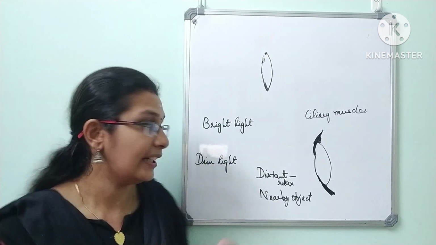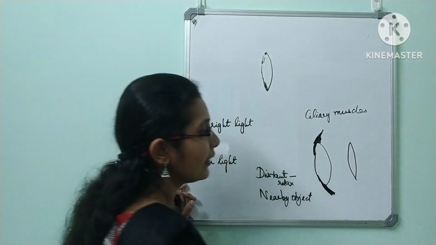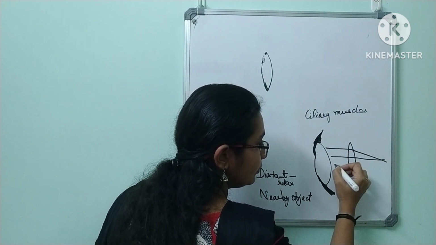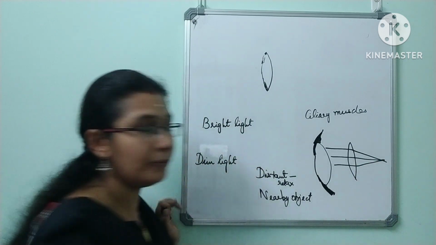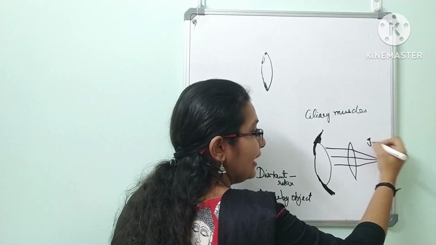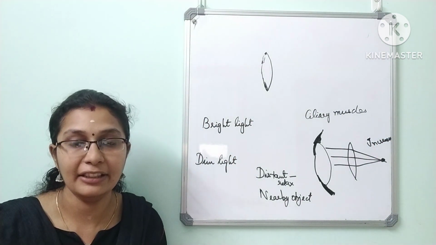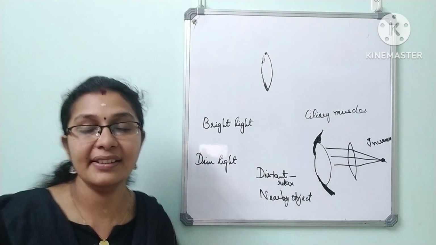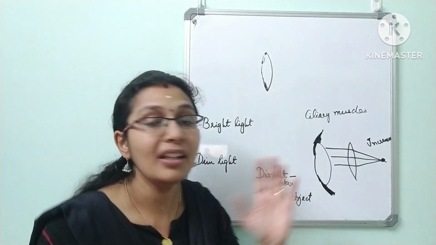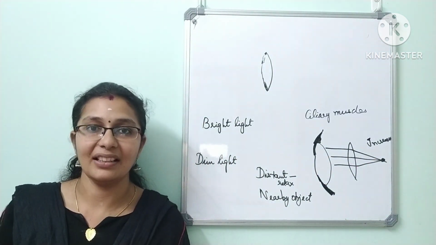So what will happen is this lens will become thin, and thus when light enters, after refraction, your focal length will be more. It increases. Okay, so to see a distant object, your focal length should be more, right? So how this happens is the ciliary muscles will be relaxed, and thus your lens will become thin, and thus increases the focal length. Clear?